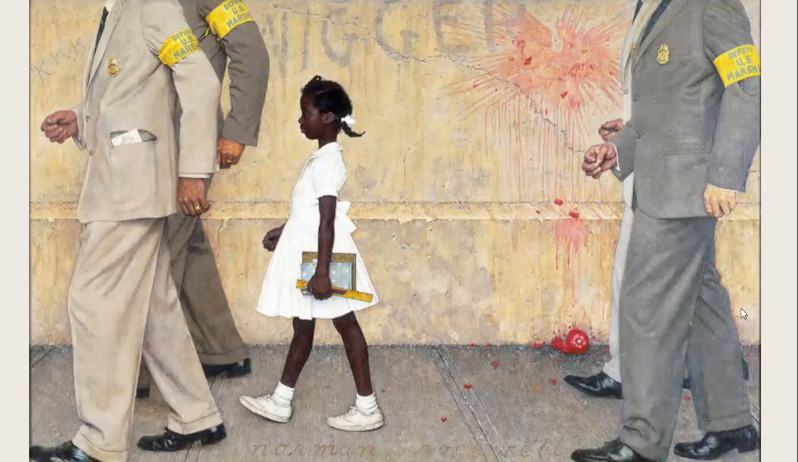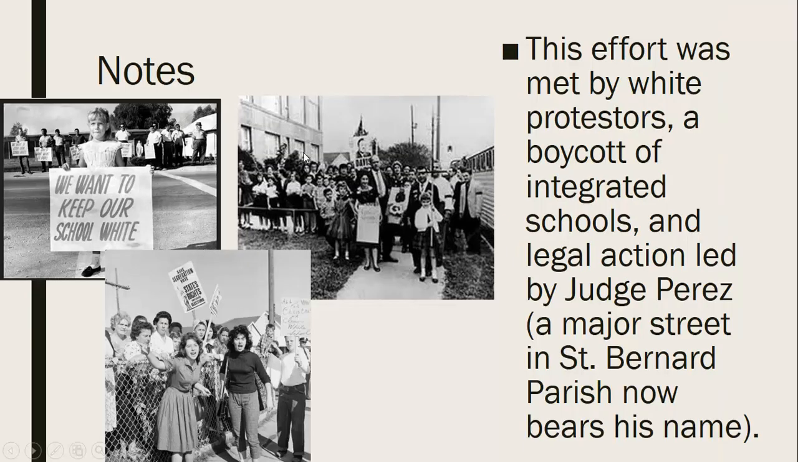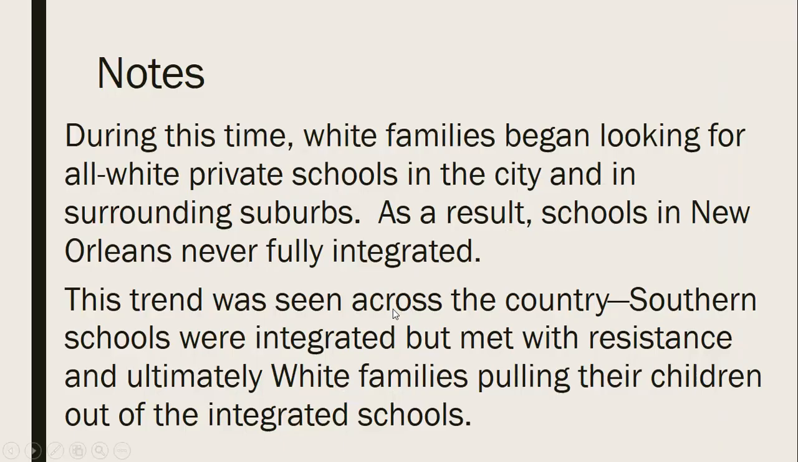This is a painting by a man named Norman Rockwell. It's a painting of what it was like for Ruby Bridges to go to school, and we see tomatoes being thrown in the background. We see racial slurs written on the wall, and we see that she needed U.S. Marshals to help escort her because the people protesting became so violent.